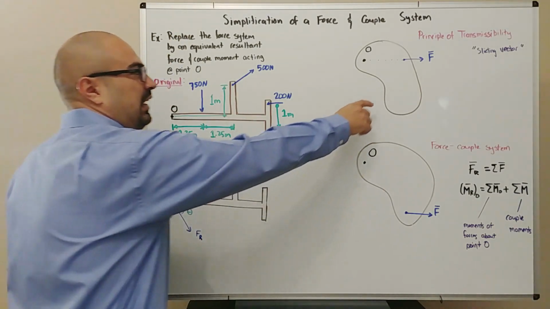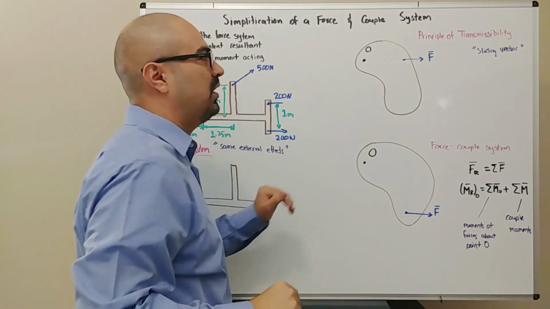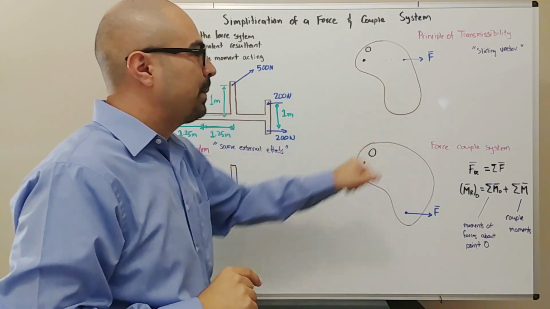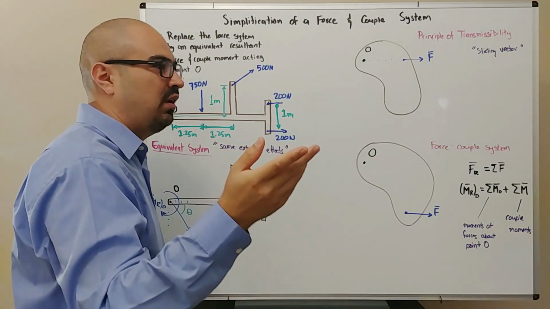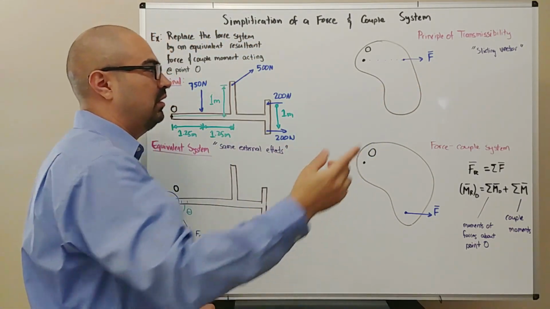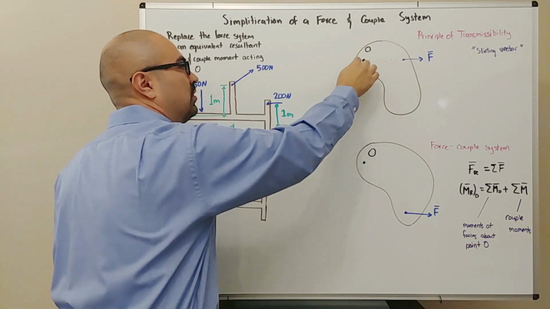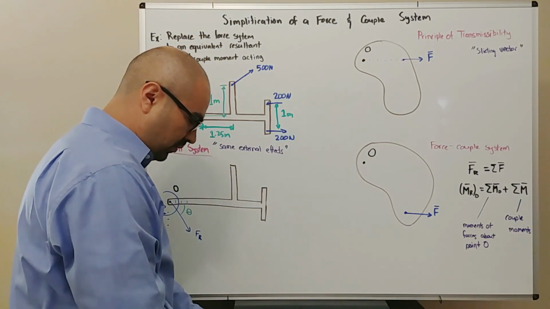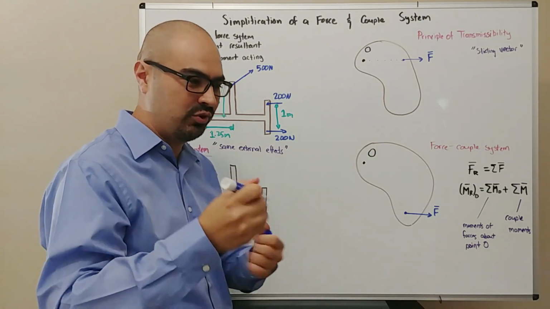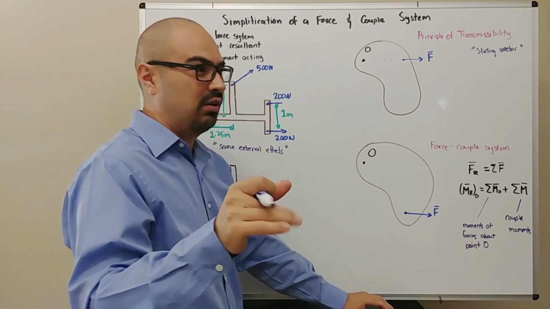Now let's say you have any body, not just this one, any arbitrarily shaped body, and you have, in this case, just one force applied to it at this point. The question is still the same: what happens if we have a force applied at this point, but we're interested in another point, point O? To calculate what's going to happen at point O, we're going to do a very quick mathematical trick.